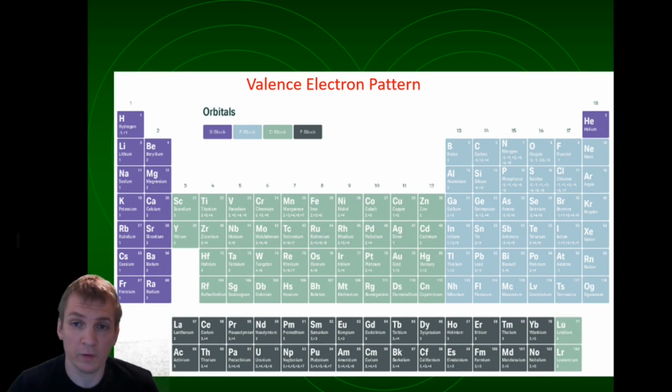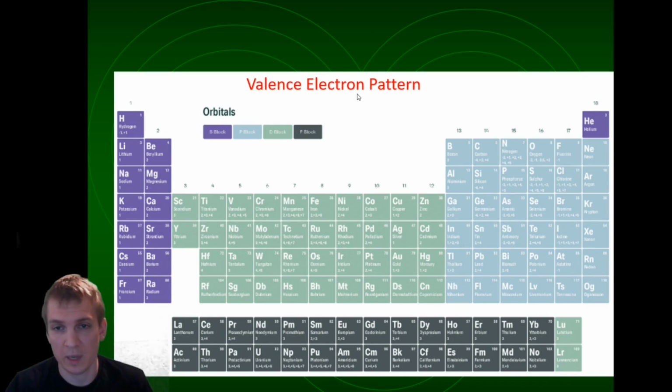I would like for you to write the word valence electron pattern in a specific color. In this example, I chose red. And all we're going to do is label the columns left to right that have the certain numbers on them. So over here, this is going to be column number 1. This is column number 2, 3, 4, 5, 6, 7, and 8.